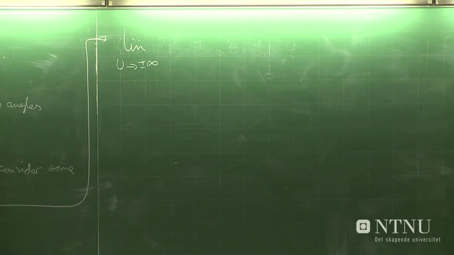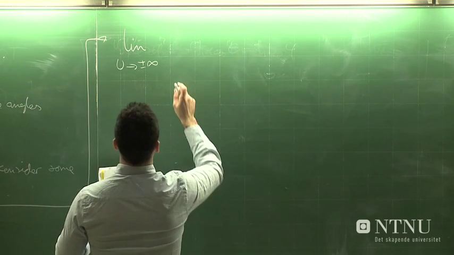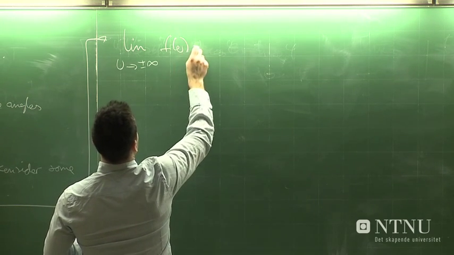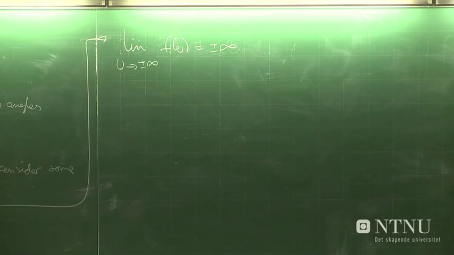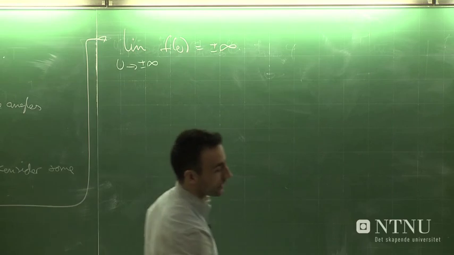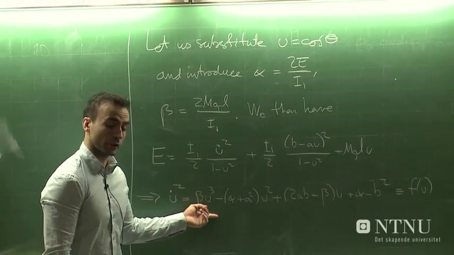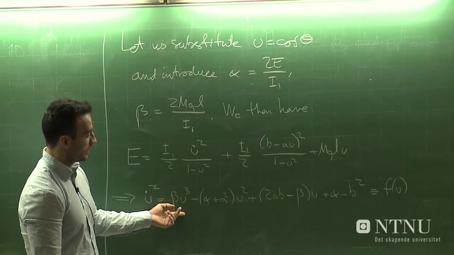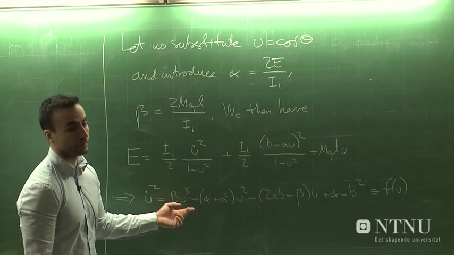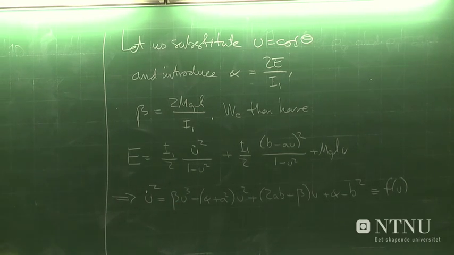Well, one limit is when u goes to plus minus infinity. Then f of u also goes to plus minus infinity. And how can we see this? Well, for large u, this third order term should dominate. And beta is a positive quantity. And so, depending on the sign of u, it goes either to plus or minus infinity.